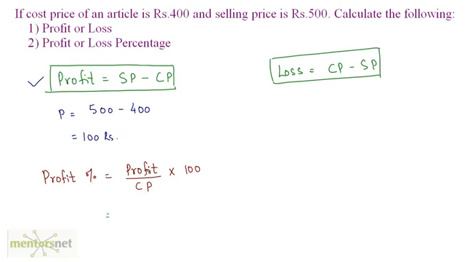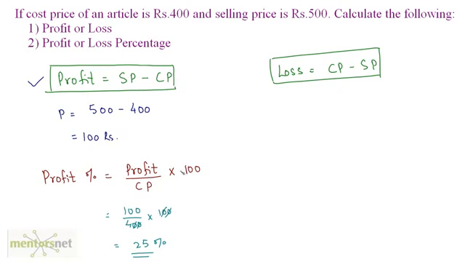So this is equal to profit, 100 rupees, and the cost price is 400 rupees. So 100 upon 400 times 100. So the profit percentage is 25%. 100 by 4 is 25.